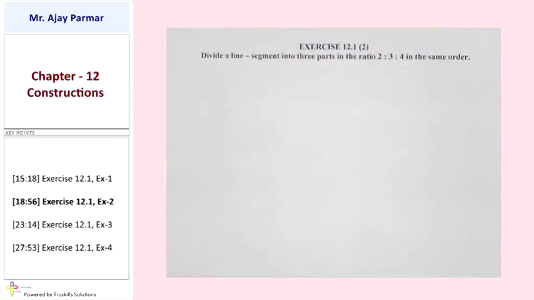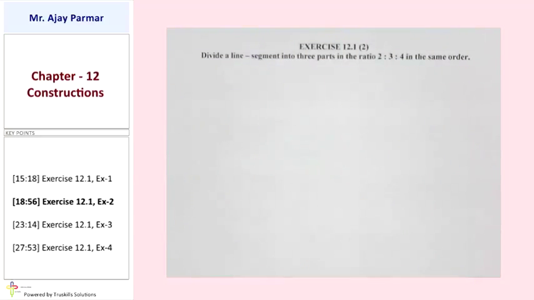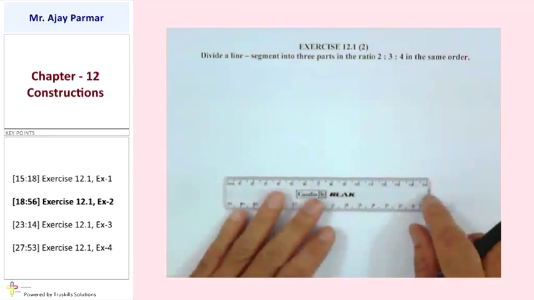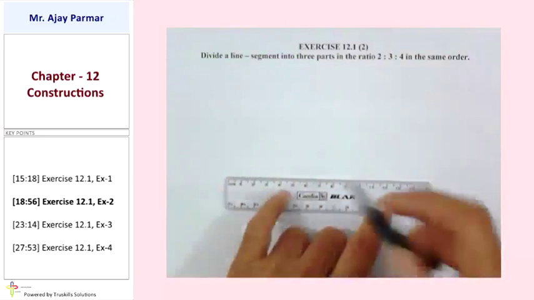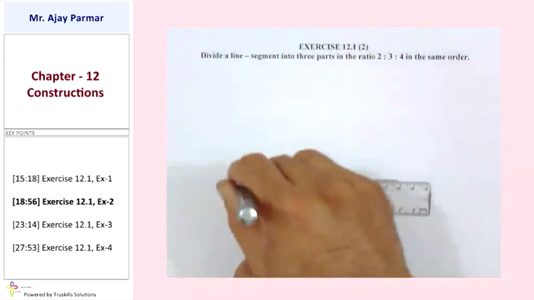We are supposed to divide a line segment into 3 parts in the ratio of 2:3:4 in the same order. 2:3, that is 2 plus 3, 5, and is to 4, so 5 plus 4, that is 9. So we are given to divide this one into 9 parts. Once again, we are not given any specific length of the line segment, so we are free to select whatever length that we require. Let us draw a little bit bigger figure. So over here, let us call this line segment as, say, line segment AB.